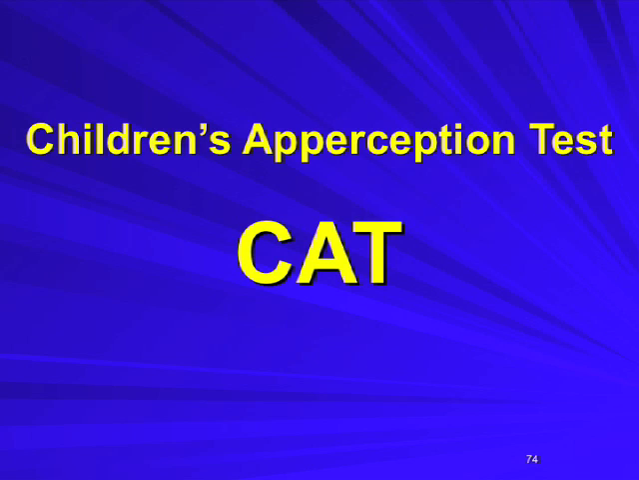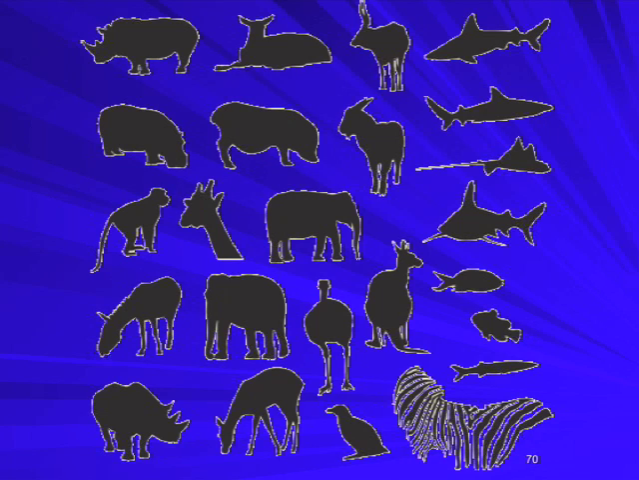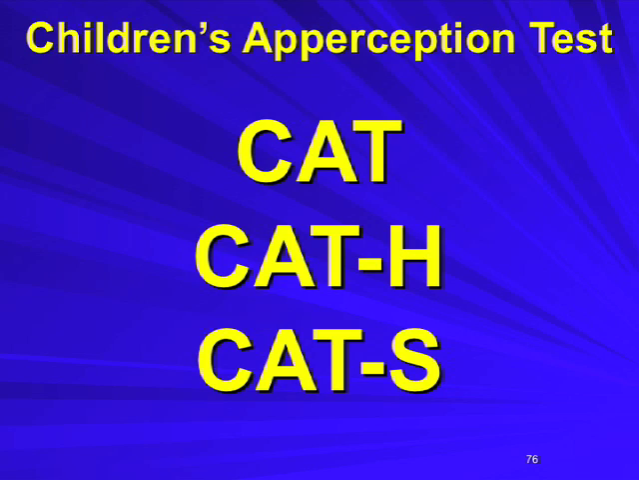When the original CAT test was developed by the Bellaks back in 1949, it was assumed that children of a young age would identify more easily with the drawings of animals. However, the Bellaks later developed the CAT-H, which included human figures for use with children who, for any number of reasons, identify more closely with humans than animal figures.